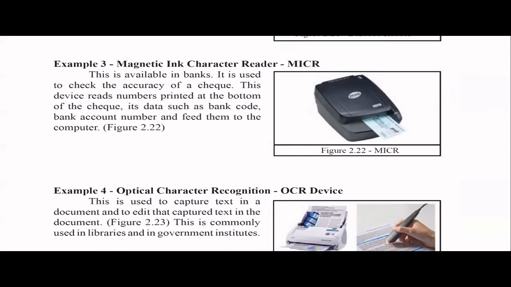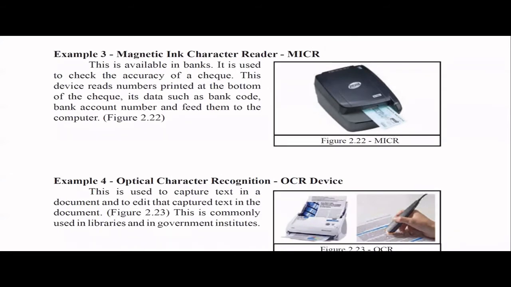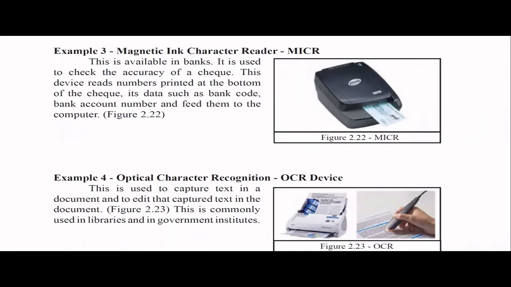Then comes the magnetic ink character reader, MICR. This is used especially in banks. You may have seen it on a check. I don't think you have done transactions with checks, but your parents may have. If you take a check to the bank, they will scan it using MICR and read the numbers on the check, like the bank code and bank account number, and use that information in the computer.